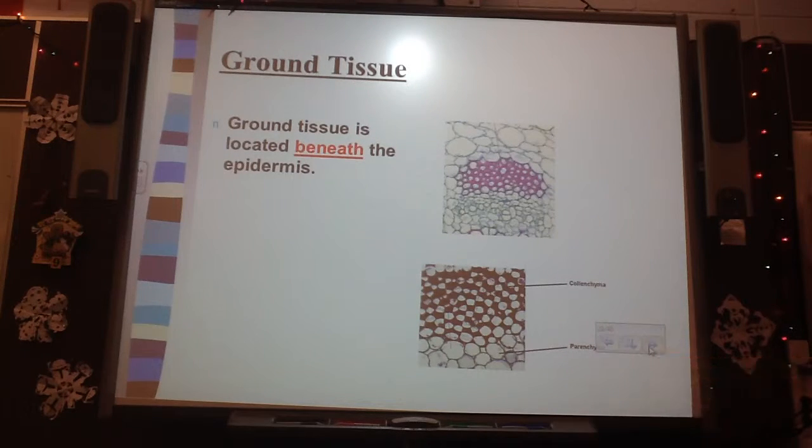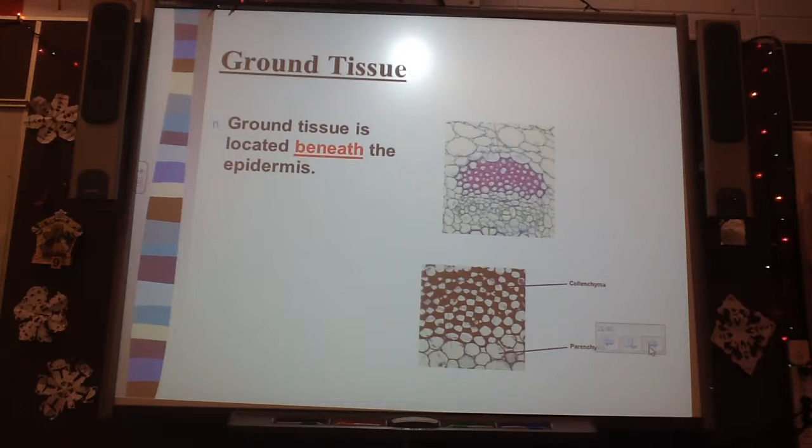So is this all on the stem? Yeah, it'll be in the stem. So the stem will have epidermal tissue and ground tissue and vascular tissue. It will look different on different parts of the plant. So that's why for microscopes you get a stem, a leaf, and a root, so that you can see what the different tissues look like at different parts.